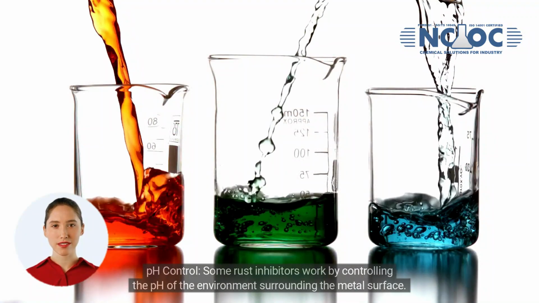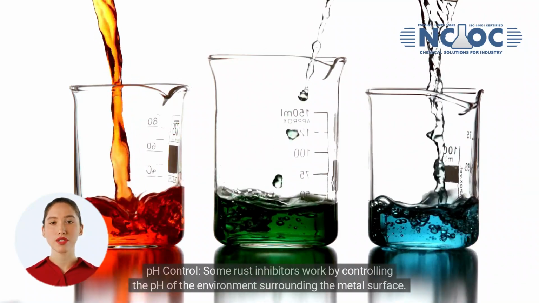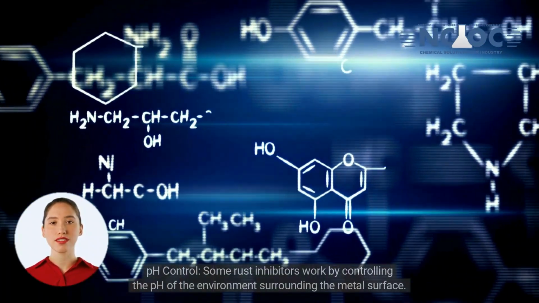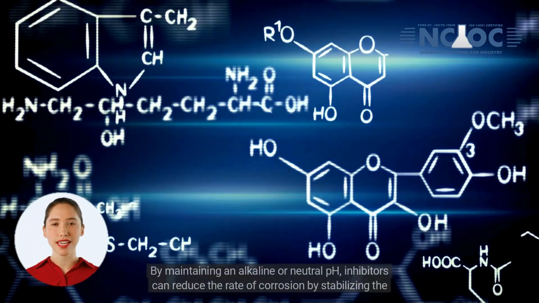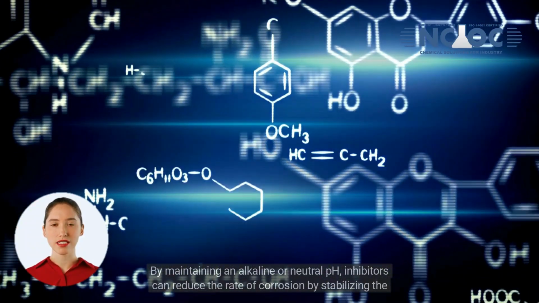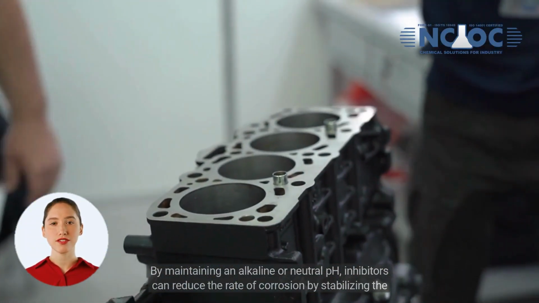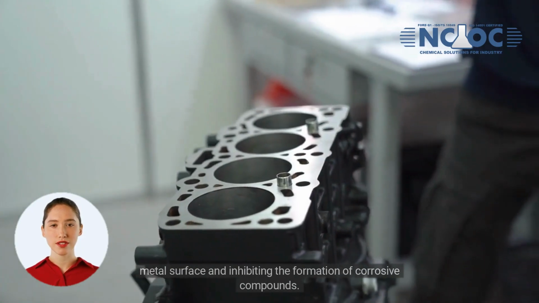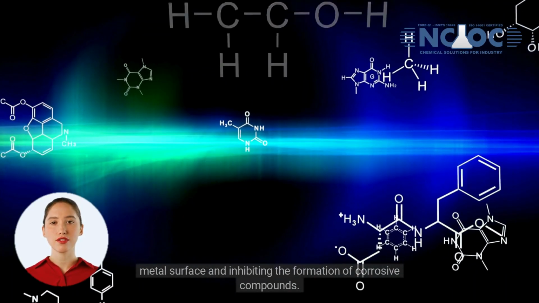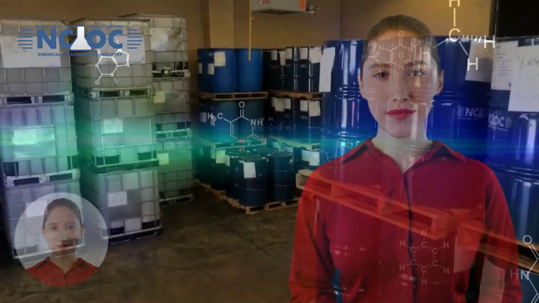pH control. Some rust inhibitors work by controlling the pH of the environment surrounding the metal surface. By maintaining an alkaline or neutral pH, inhibitors can reduce the rate of corrosion by stabilizing the metal surface and inhibiting the formation of corrosive compounds.